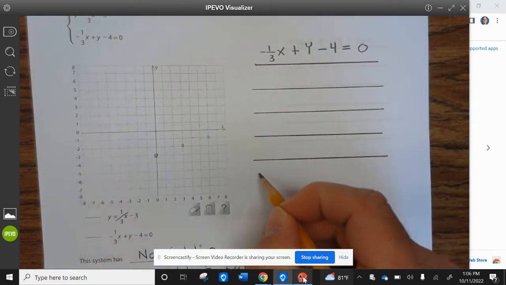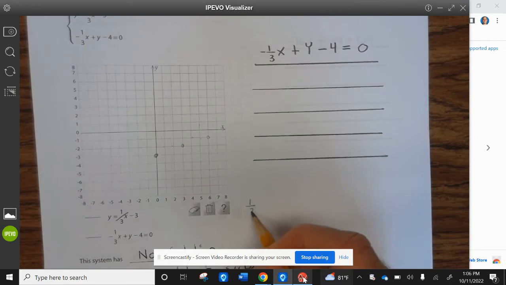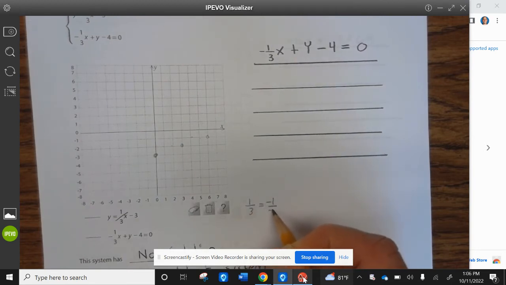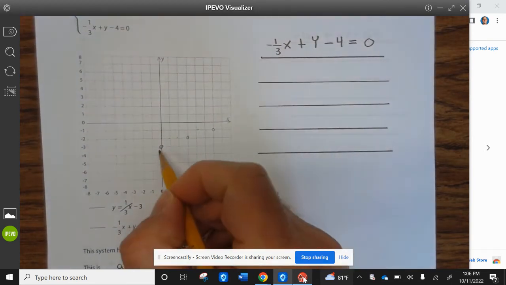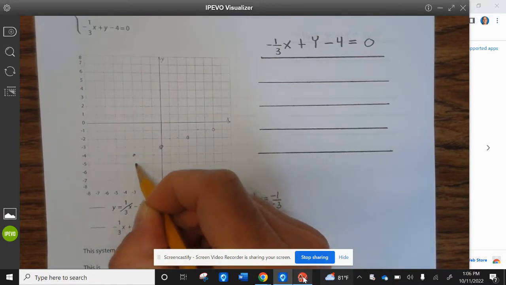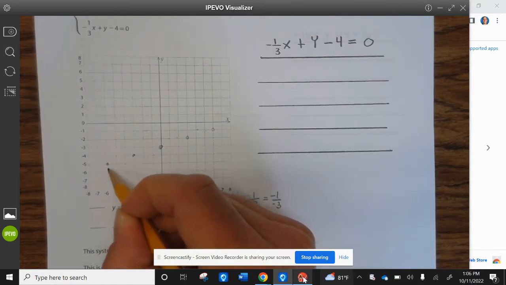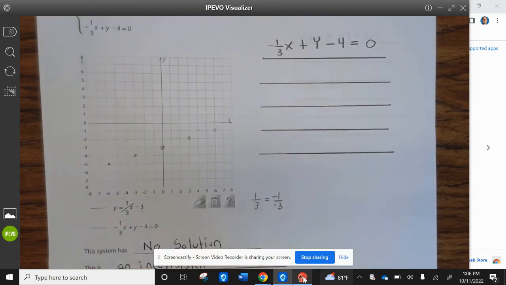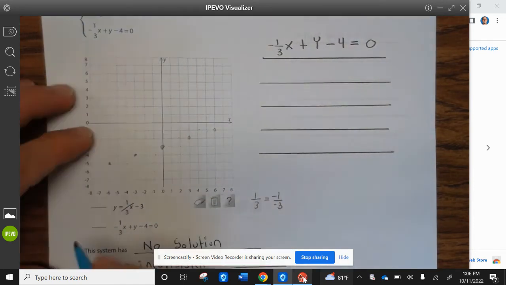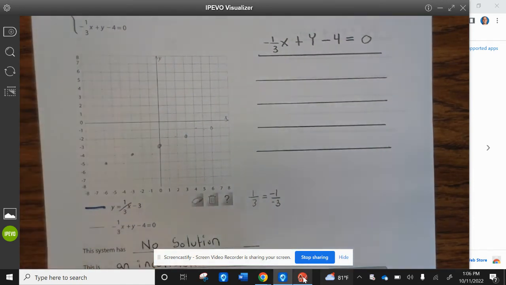And then 1/3 is equivalent to negative 1 divided by negative 3. So we can actually go down 1 to the left, 1, 2, 3. Down 1 to the left, 1, 2, 3. Don't have enough room. We're going to graph the first line in blue.